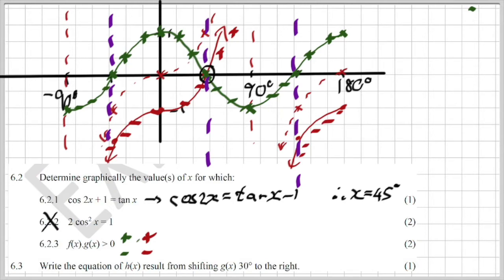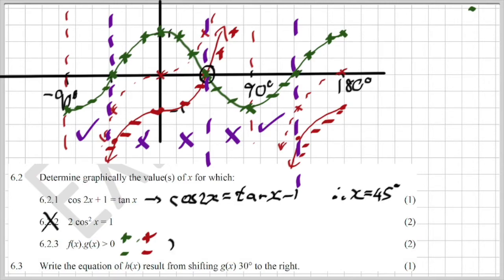So when I look at the interval between -90 and -45, I've got a negative times a negative, because remember my red graph is negative. So that works for me. But now between -45 and 45, I've got a positive times a negative. So that doesn't work for me. Between 45 and 90, I've got a minus times a plus. And then between 90 and 135, I again have a minus times a minus.